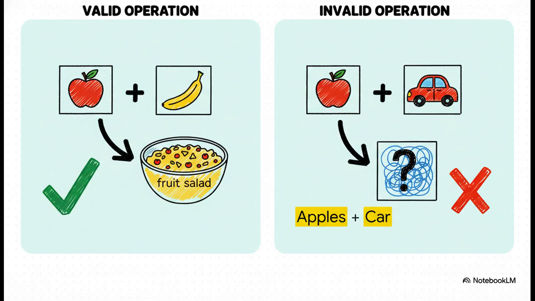I mean, look at this. An apple plus a banana? Totally fine. You get a nice fruit salad. But an apple plus a car? What does that even mean? Your program would just get completely confused.